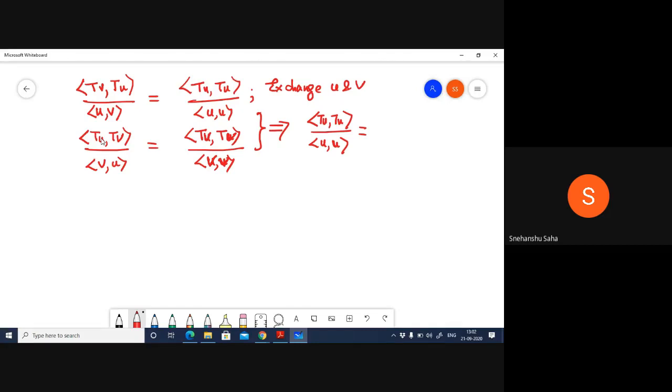Okay. So what I have here is that if you really look at the left hand side, it is the same, because the inner product of TV, TU is nothing but the inner product of TU, TV, and the inner product of U and V is nothing but the inner product of V and U. This follows straight away from the properties of inner product. So since these left hand sides are equal, these two right hand sides will also be the same.